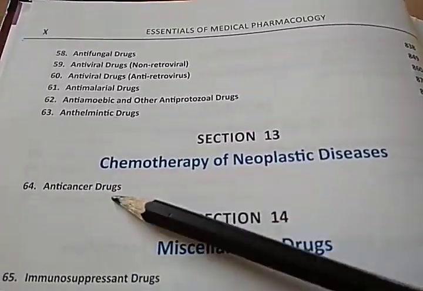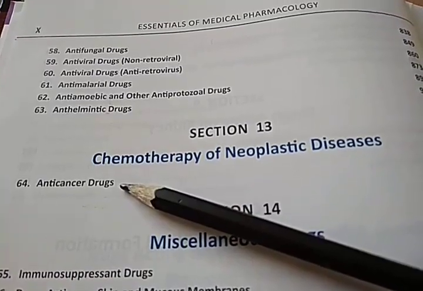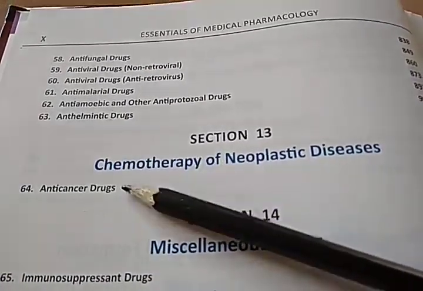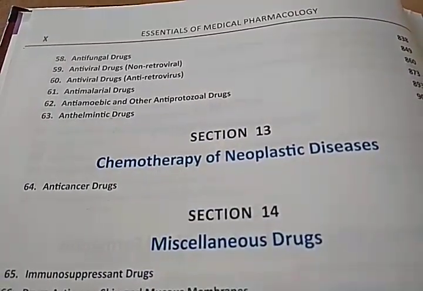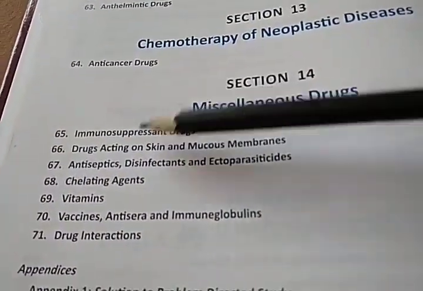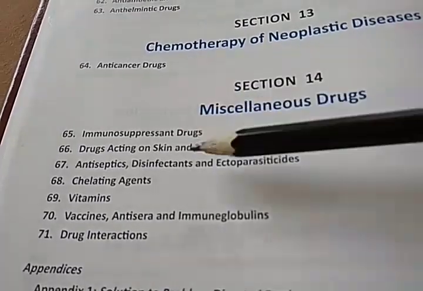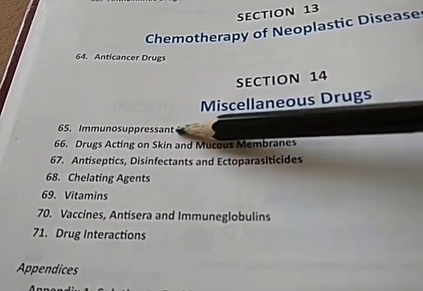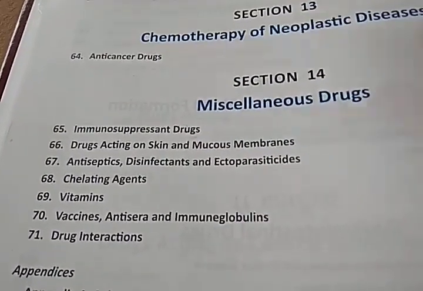Neoplastic diseases, anti-cancer drugs. Name some anti-cancer drugs. Vincristine. Then what else? So many drugs are there. Cisplatin and all that. Then miscellaneous drugs. Immunosuppressant drugs suppress your immune system. When will you do this? Organ transplant. Otherwise, why would you want to suppress somebody's immune system, right?